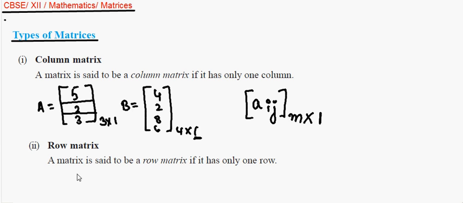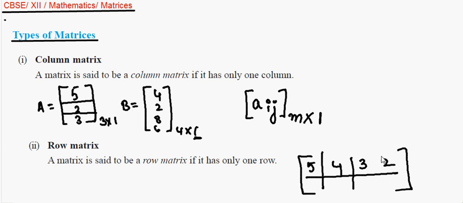What do you mean by a row matrix? A matrix is said to be a row matrix if it has only one row. That means similarly, but opposite to column matrix. For example, 5, 4, 3, 2. In this case it has only one row, but how many columns? 1, 2, 3, 4 columns. So the order is 1 by 4. Another example I can take is 2, 4, 6, 8.